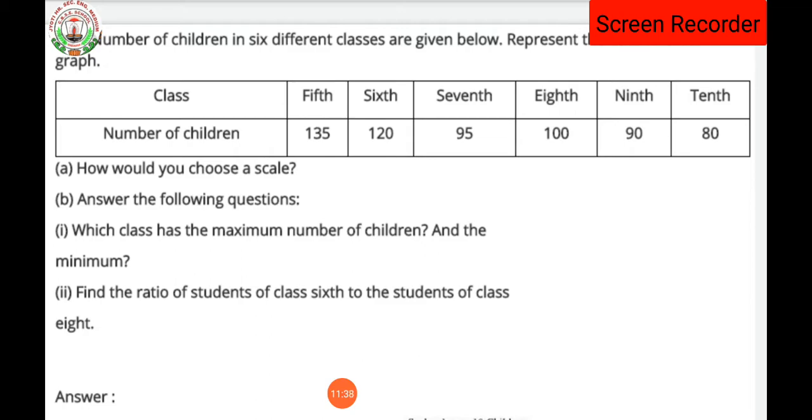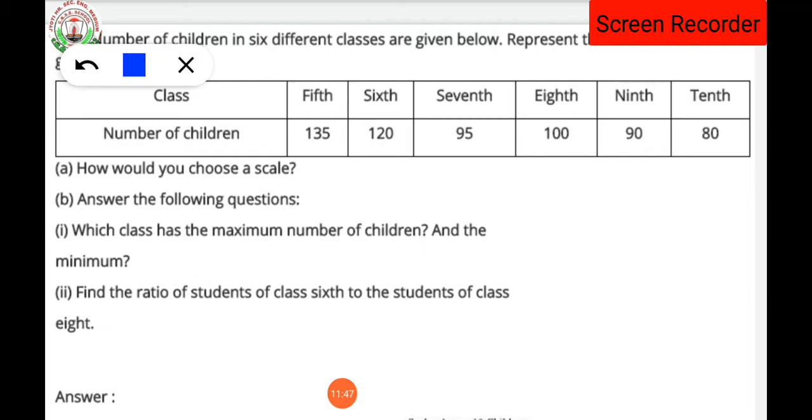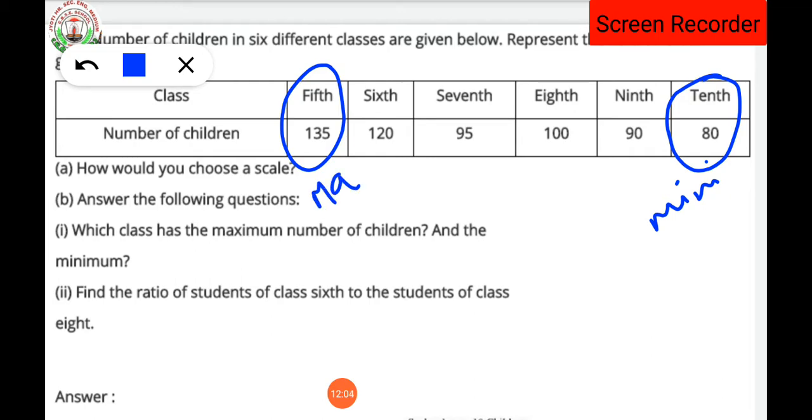Then B part question: which class has the maximum number of children and the minimum number of children? By seeing the data we can analyze which is the maximum number of students and minimum number of students. Here we can see that class 10th has the minimum number of students, which is 80, and the maximum number of students, the largest strength, is in class 5th. This is the answer of B first part.